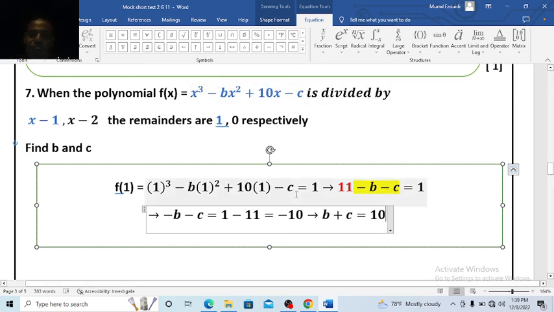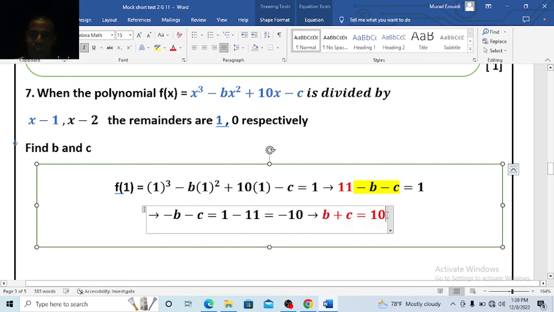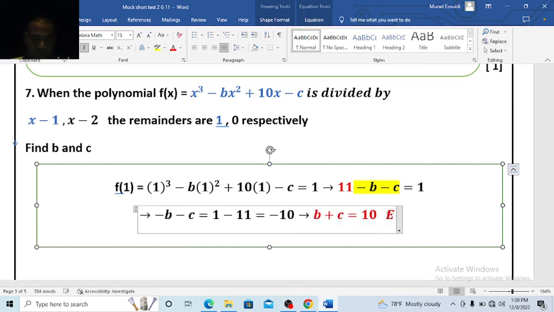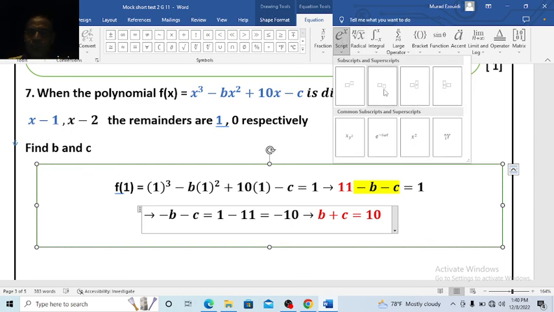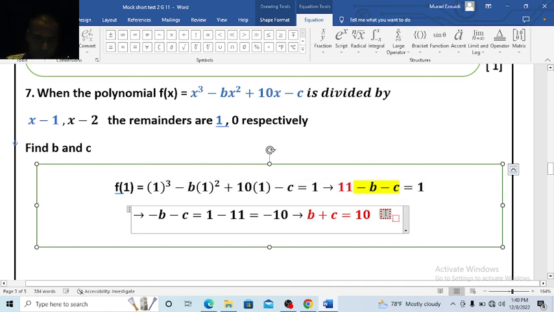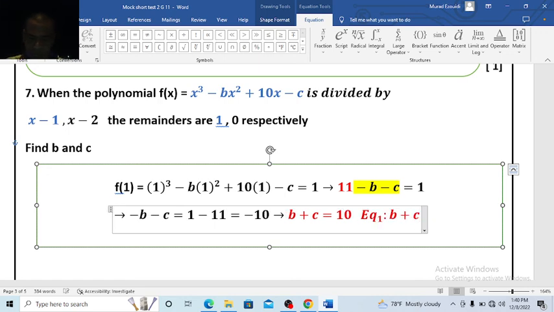Okay, this equation is equation number 1. The c is very important. Equation 1 is this. I will write b plus c equals 10.